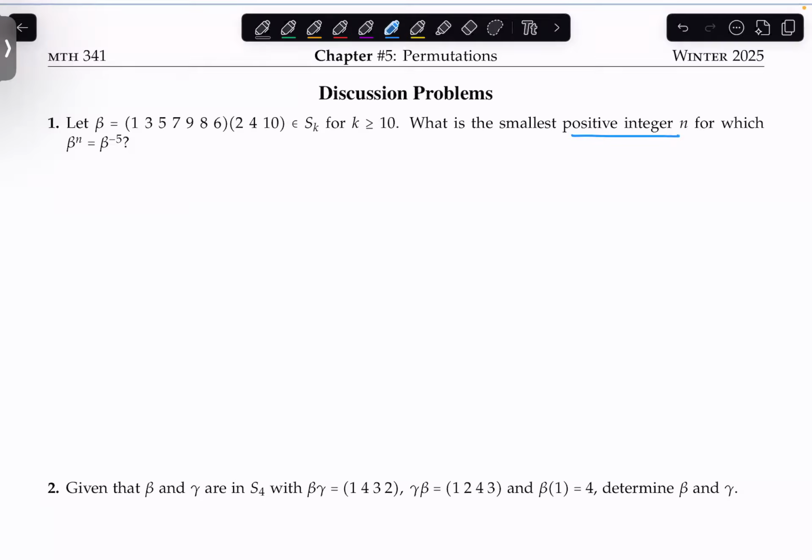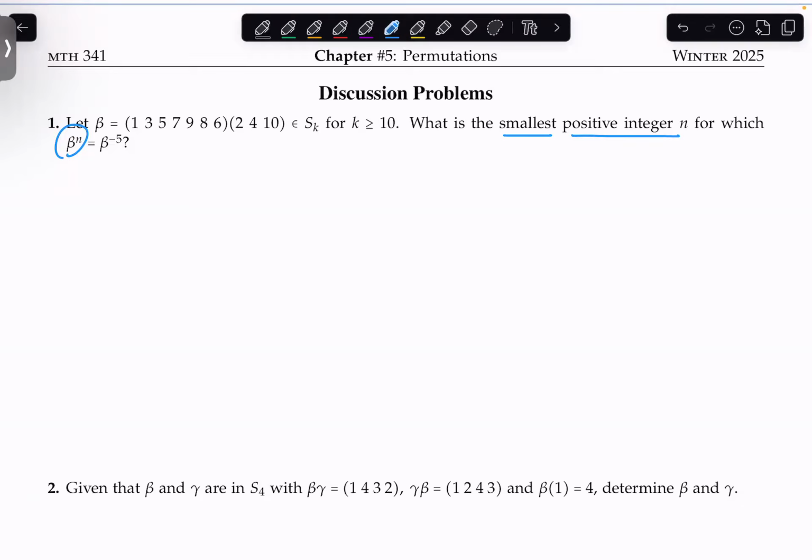Okay, so what do you guys think we should do to help us start with this problem? What does this start to remind us of, even if it's not directly that? I want to find the smallest positive integer that has beta to the n. What should we study? The order of beta. This is not necessarily going to give me the exact answer, but I know what power will give me back the identity, and then do some manipulation to decide what that means about beta to the -5. What should that equal?